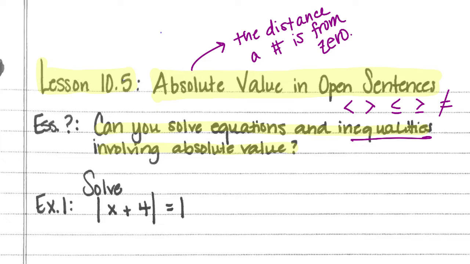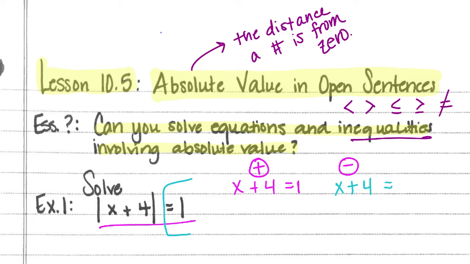So I always tell my students we have to set up a positive and a negative. The positive we're going to write exactly like we see it without the absolute value. x plus 4 is equal to 1. The other one, we're going to change everything from the inequality or the equality over. We're going to change all the signs. So I'm going to write this as x plus 4 is equal to negative 1.